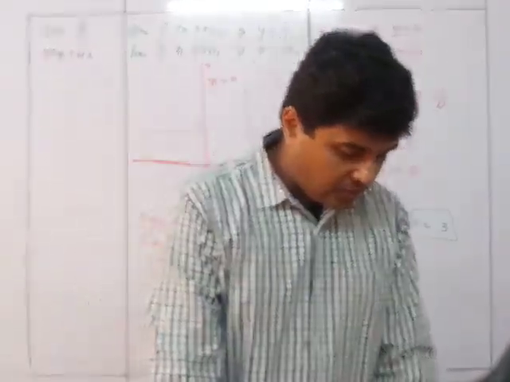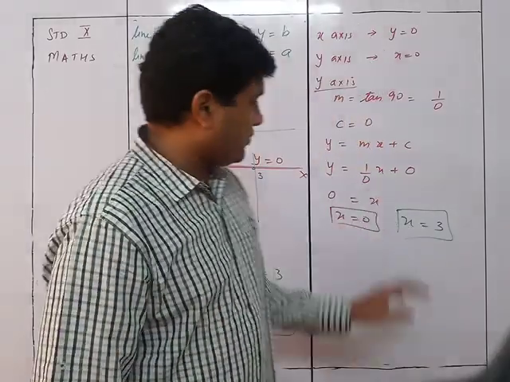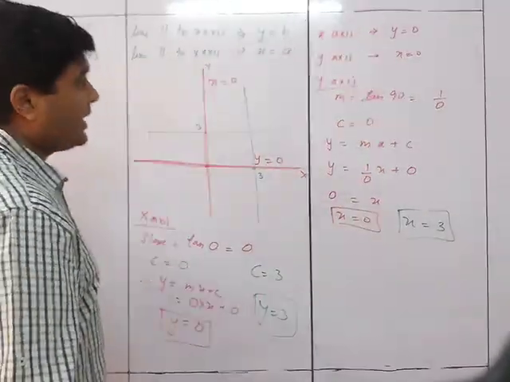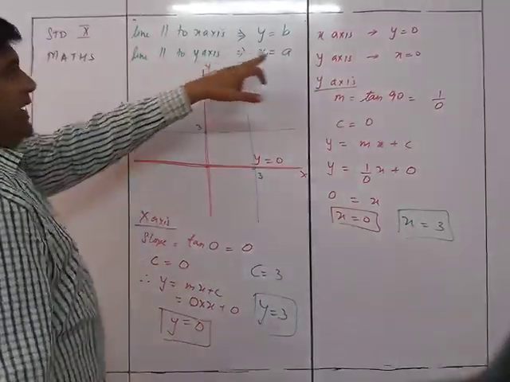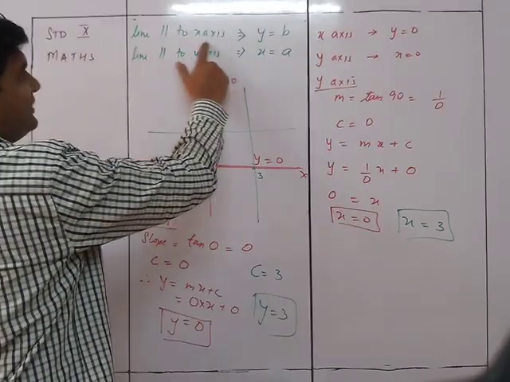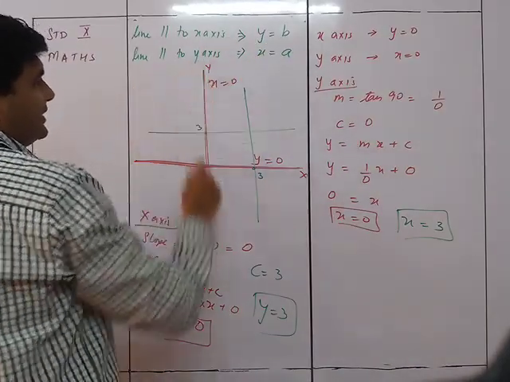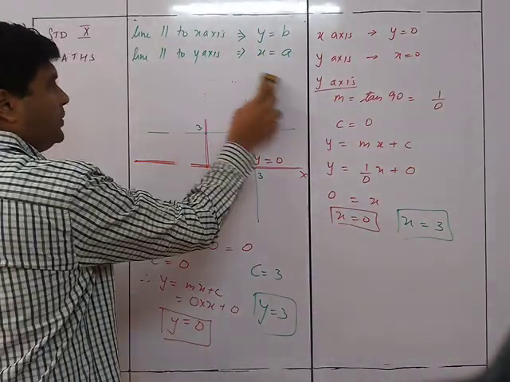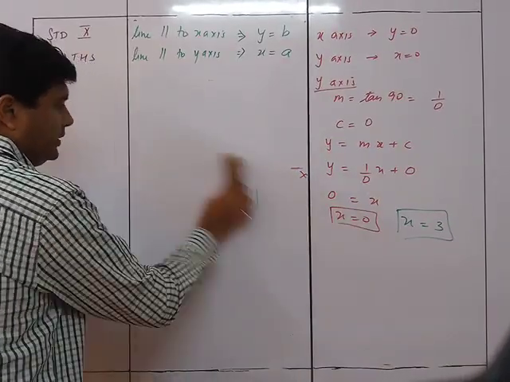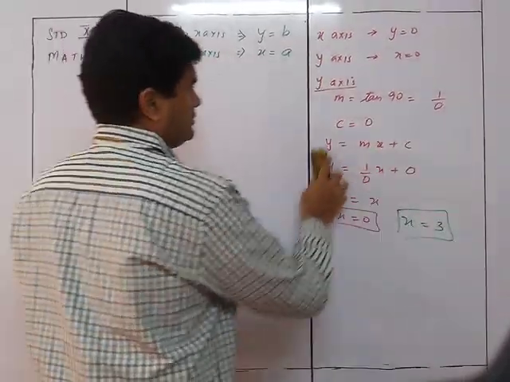So this was one part. You can just remember it this way, forget these calculations. You can just remember these things: the x-axis is y is equal to 0, the y-axis is x is equal to 0, a line parallel to the x-axis is y is equal to b, and a line parallel to the y-axis is x is equal to a. This is what you need to remember rather than going through all this hassle.